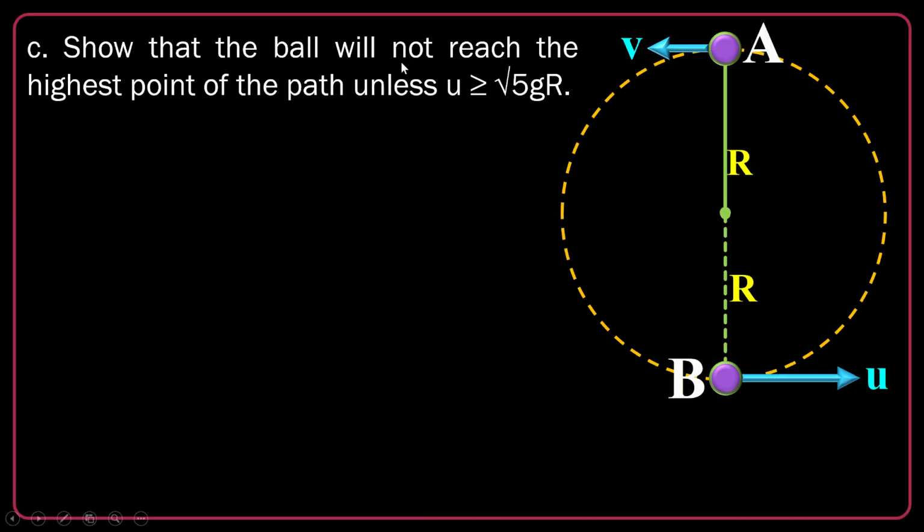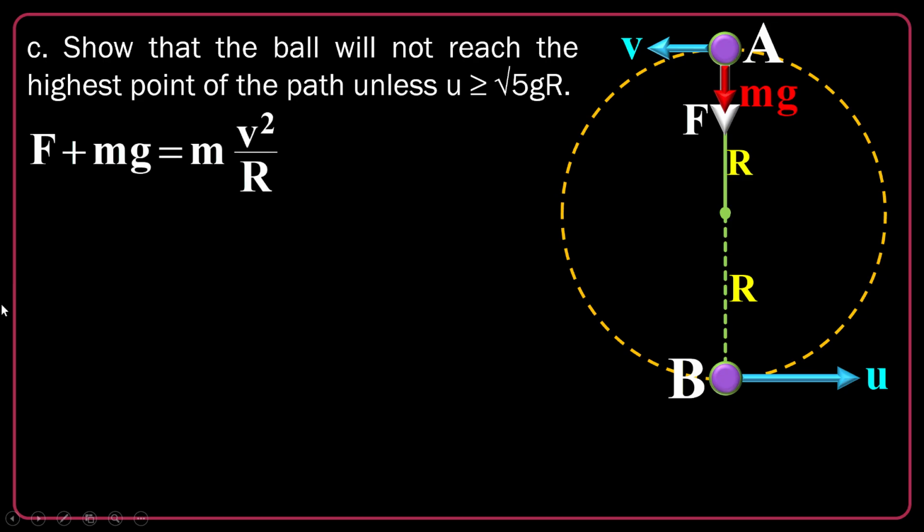Show that the ball will not reach the highest point of the path, I mean the point A, unless u is larger or at least equal to the square root of 5gr. What does it mean? At the point A, there are a couple of forces acting on the object. The downward force of mg and the other is a tension. These two forces add up to make the centripetal force. This is the centripetal force and these are the supporting forces. Look at the right side.